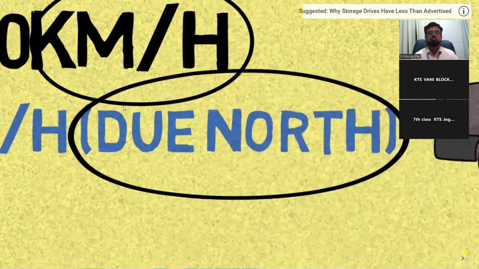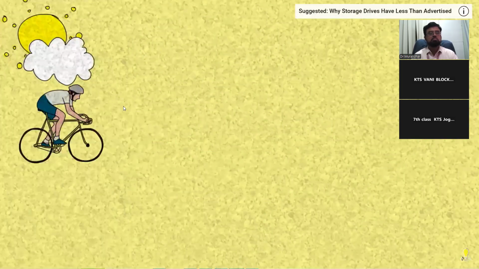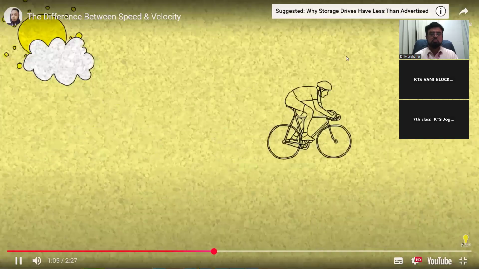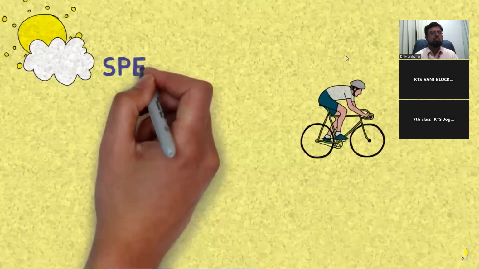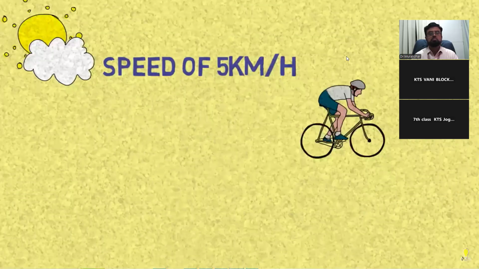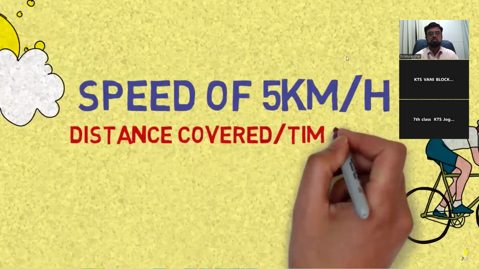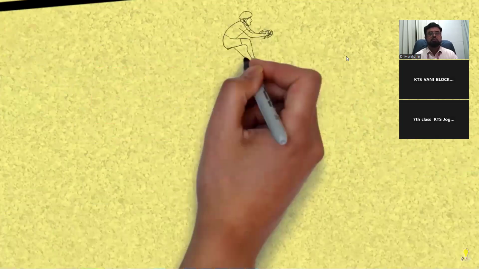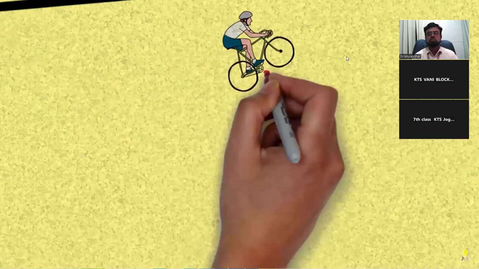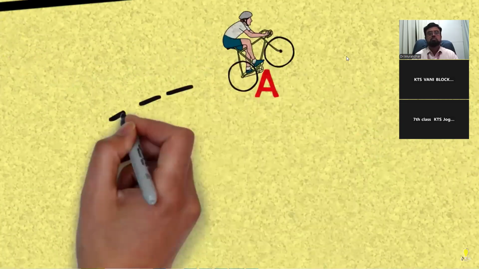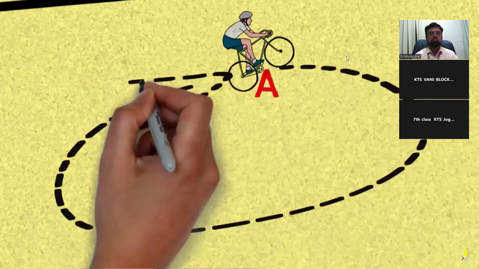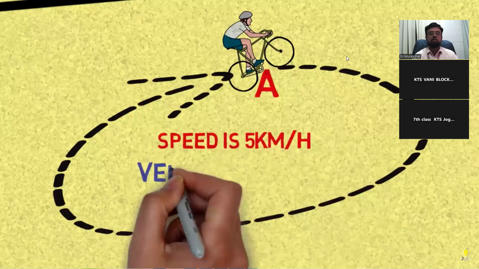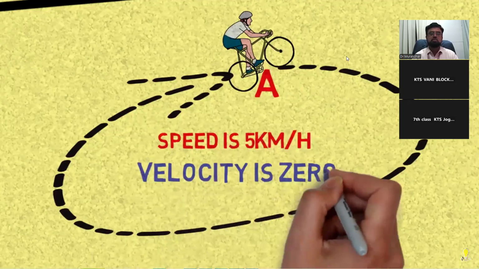Now let's take a look at a very simple example. If you took your bicycle and you want to go to the park, if you're riding your bicycle at 5 kilometers per hour until you reach the park, then your speed is 5 kilometers per hour. It is the distance that you have covered in the time it took you to cover it. But for velocity, like I said, it has to do with the direction. So for example, if you start from point A and you go with that speed in a circle and then you come back to point A again, the exact same point, then we say your speed here is 5 kilometers per hour, but your velocity here is 0.